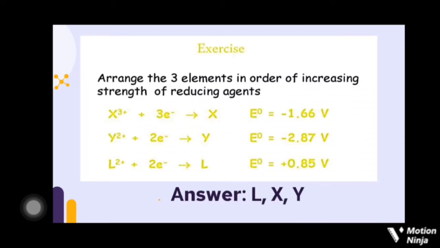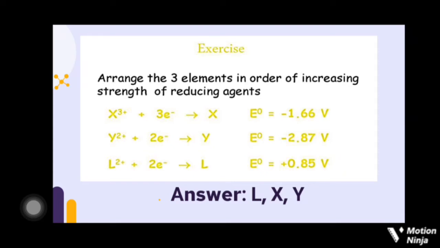Next, we have this exercise. Arrange the three elements in order of increasing strength of reducing agent, from the oxidizing agent down to the reducing agent. So we have X, Y, and L. The L has positive 0.85 volts, while the Y has negative 2.87 volts, and the X has negative 1.66 volts. So what do you think is the order of it?